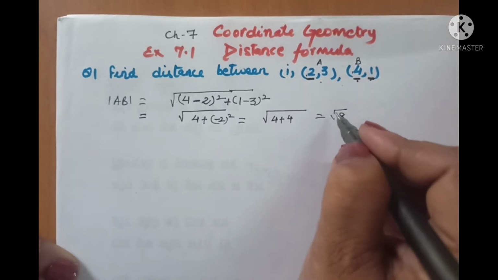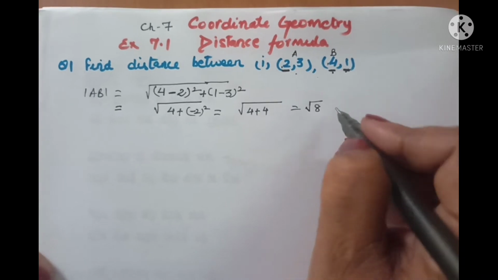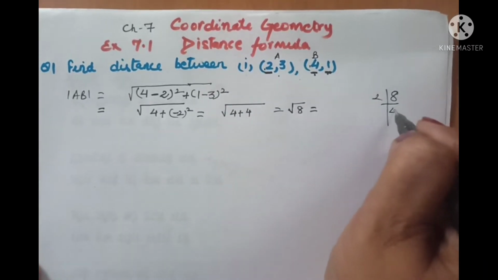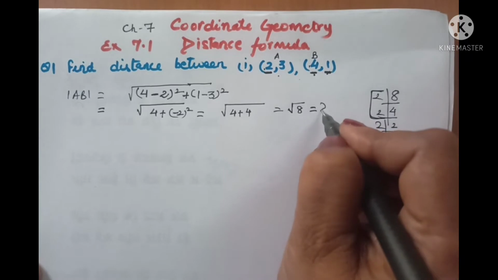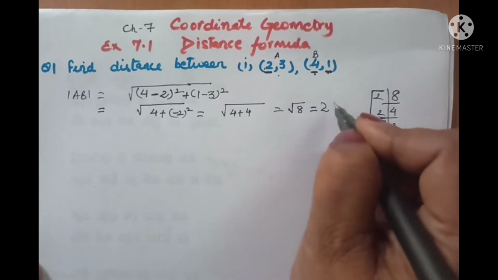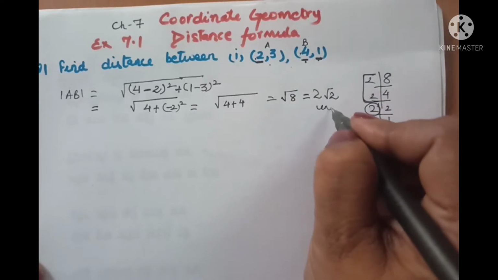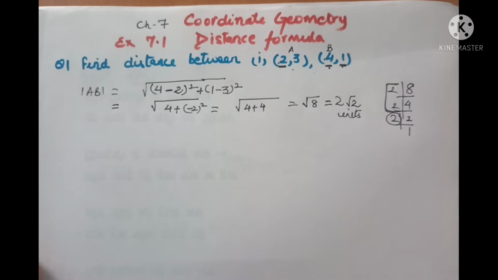And students, you must also solve this because it will be required in many questions to solve this further. So root 8 can be factorized as 2 into 2 into 2. This is something you have done in class 8. So from a pair of 2 we take 2 out and one 2 stays inside. So 2 root 2 units shall be the answer. I hope you get it. So let's go to the second part.